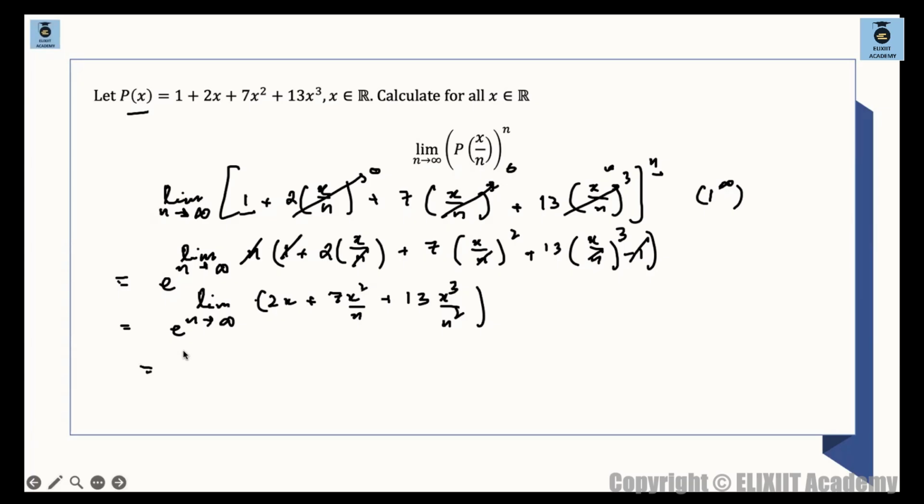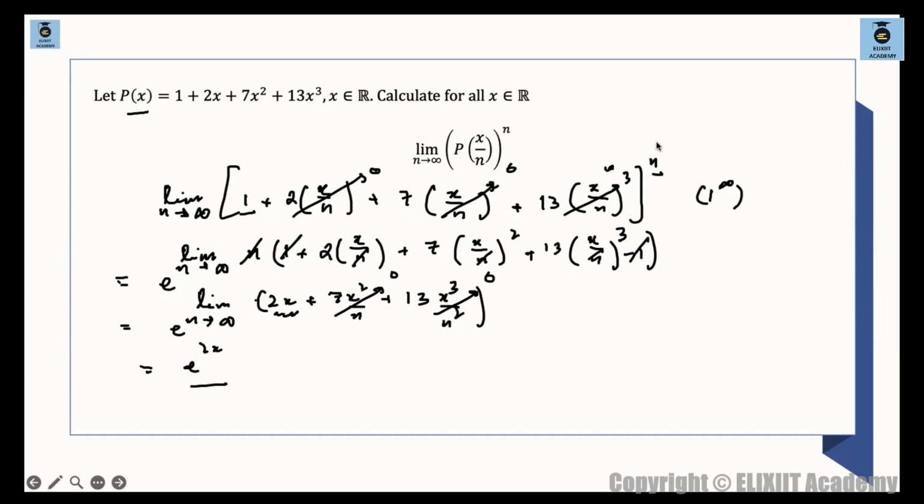And once you plug in the limits, as n tends to infinity, this will tend to 0 and this will also tend to 0. Okay, so what is remaining? 2x is remaining. And 2x is independent of n. So e raised to the power of 2x is basically your answer. e raised to the power of 2x.